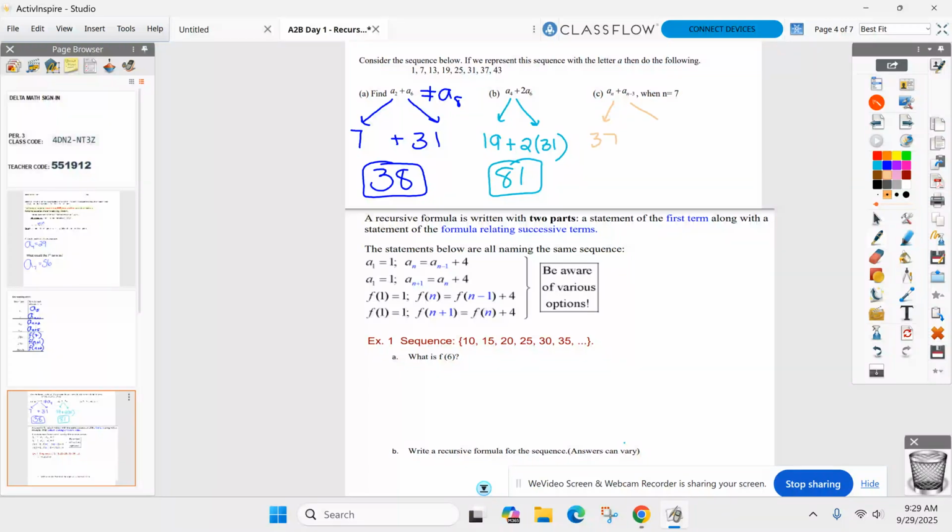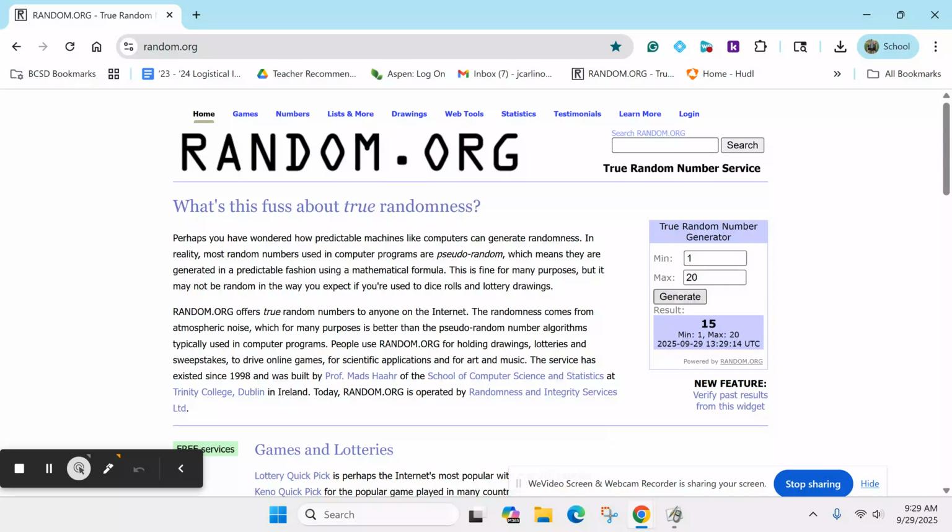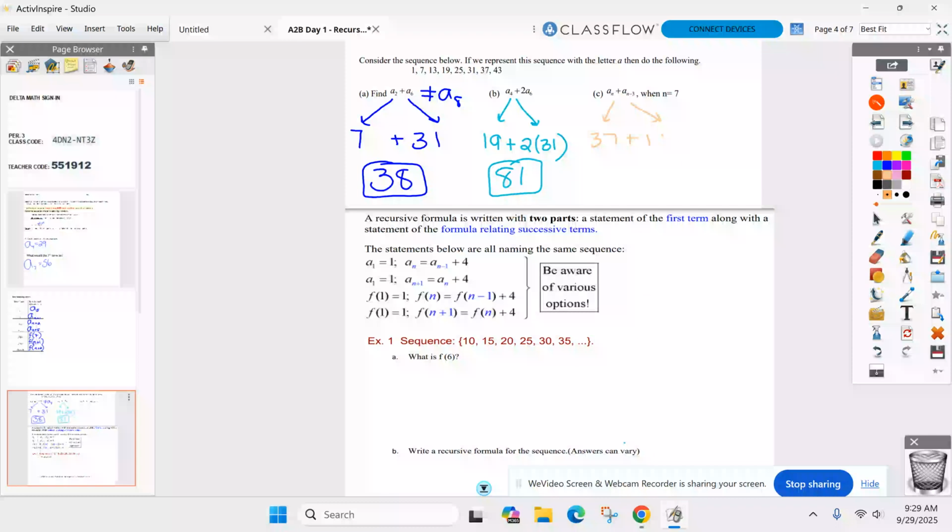And now you're going to do n minus 3 for me, where n equals 7. So what term am I talking about now that I'm going to add to 37? What term are we talking about now, Tyler? 19. Also known as the 4th term. Good. 56.